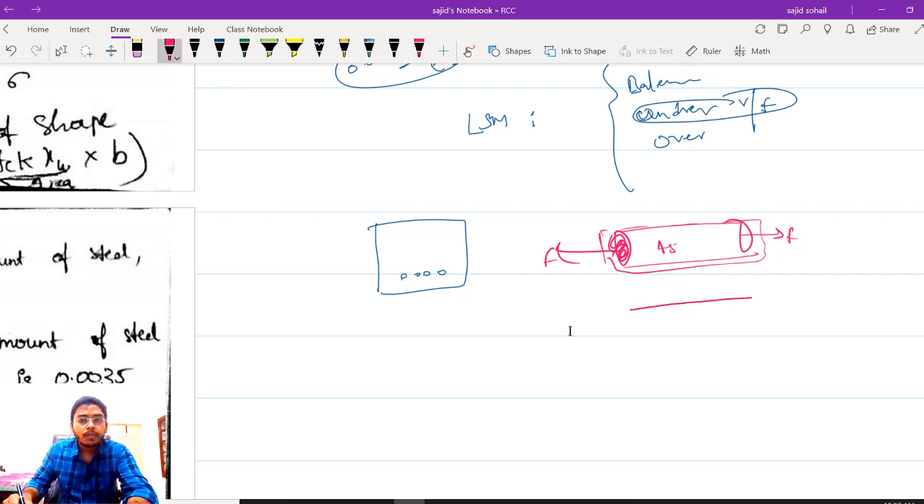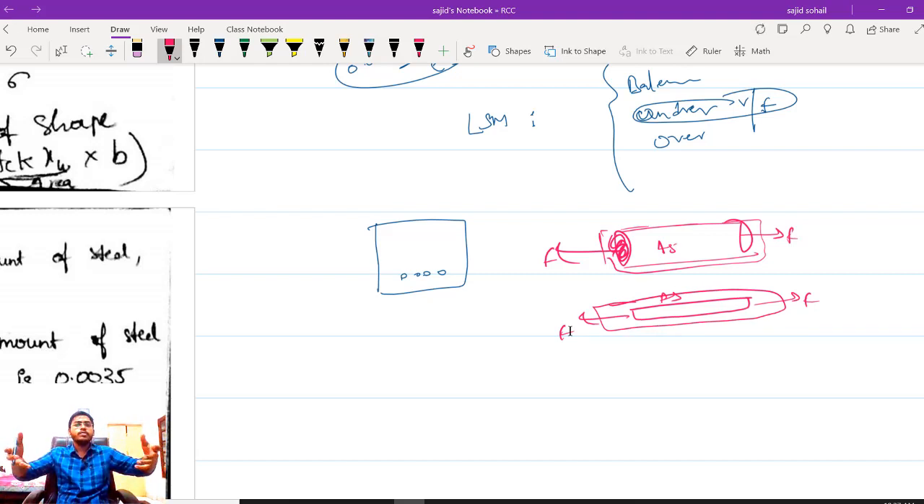But if you are providing lesser area of steel for the same amount of force, then obviously your strain value will be more. Common sense की बात है, right? If you are having some bulky object and कुछ force लगाना, थोड़ा ही extend होगा.